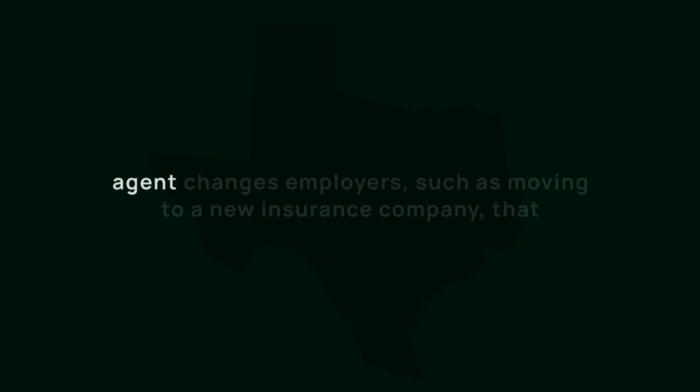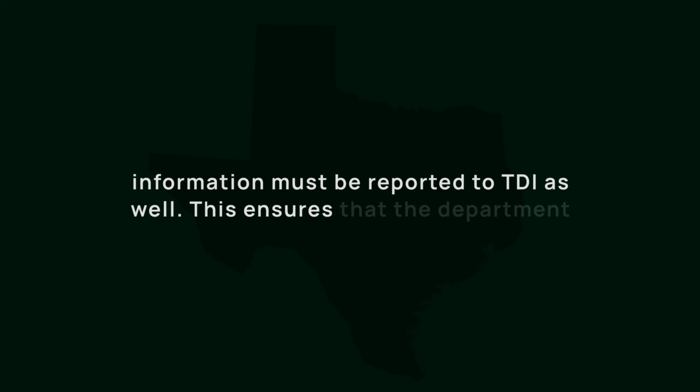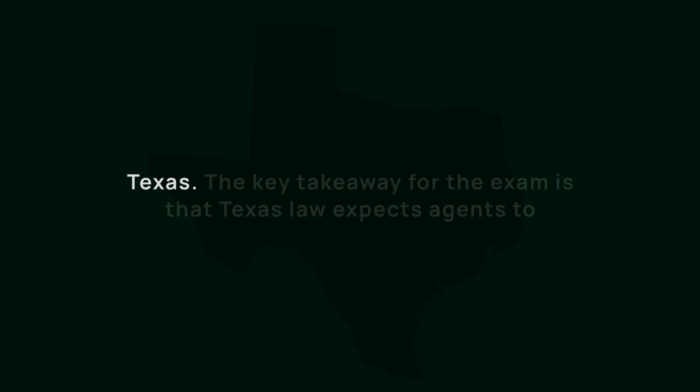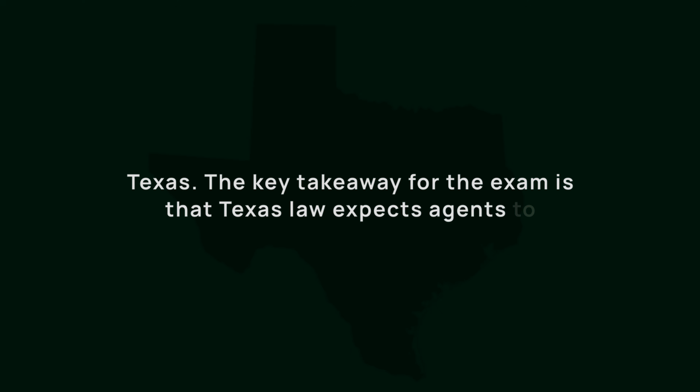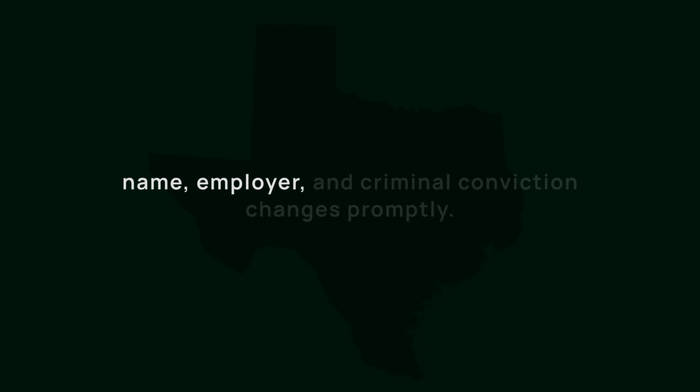Finally, if an agent changes employers, such as moving to a new insurance company, that information must be reported to TDI as well. This ensures that the department always has current information on who is appointed to transact business in Texas. The key takeaway for the exam is that Texas law expects agents to maintain complete records, retain them for 5 years, and report address, name, employer, and criminal conviction changes promptly.